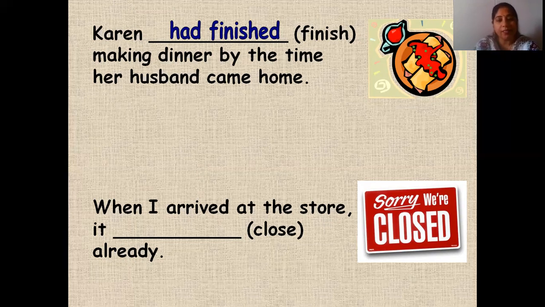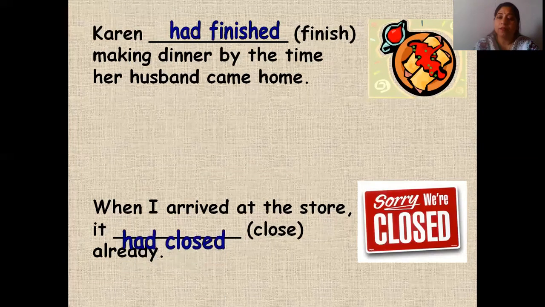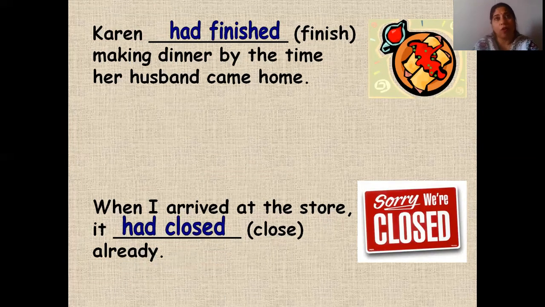Similar goes for the next example as well. When I arrived at the store, it had closed already. So again, we are using had irrespective of what the subject is. Every time we are making past perfect tense, we have to add had plus the third form of the verb. This is close, closed.